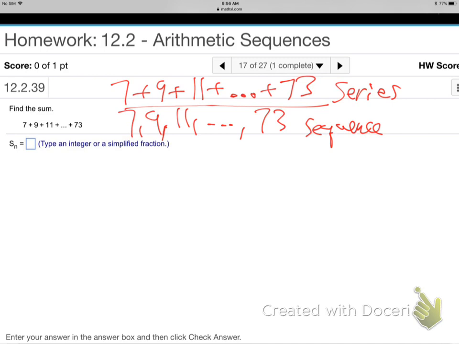You do some fancy things with sequences and series in higher math as well. So, all right, this is just getting you warmed up to the topic. So we're talking about the sum now, adding them all up.